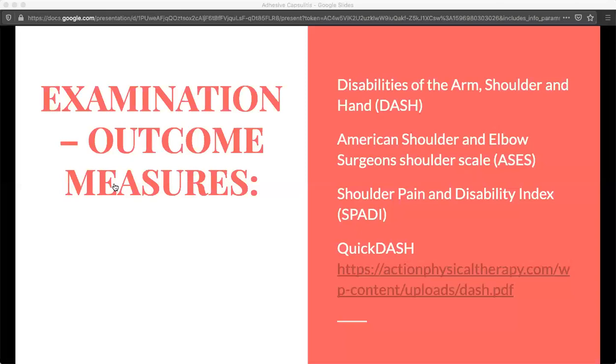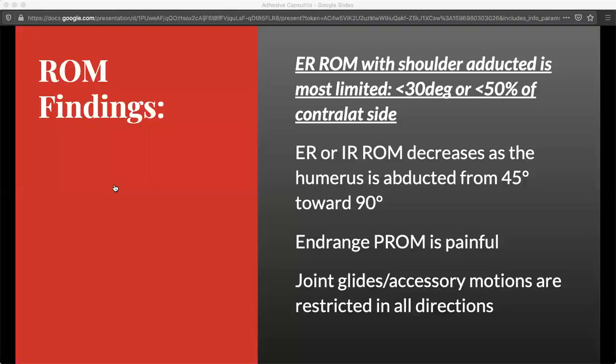With a functional scale like the ACES, a higher score is better. So if you start at 30, you want to go up to say 70, 80, right? Once you see these questionnaires, you get an idea of how they work. But these are good ones to hand out to your patients.